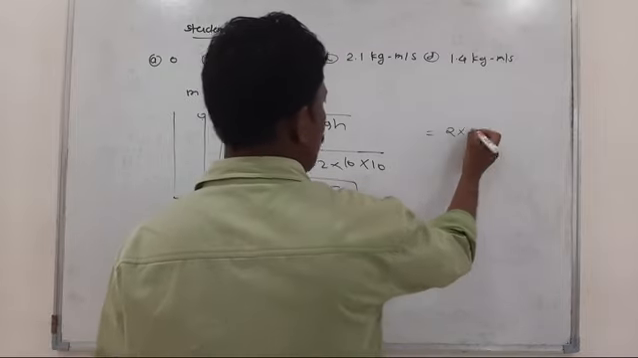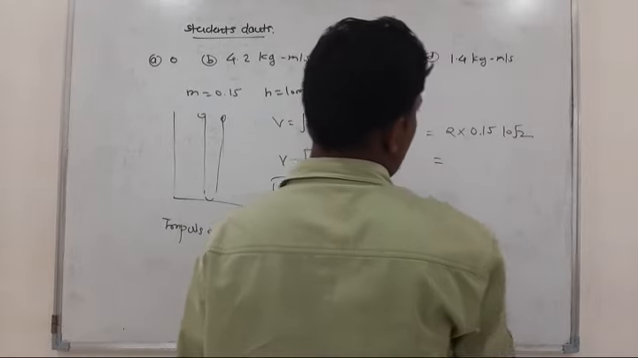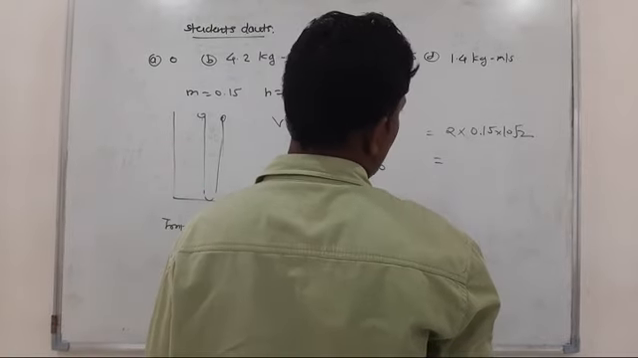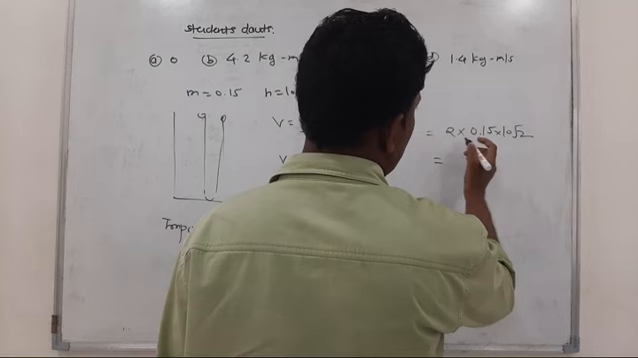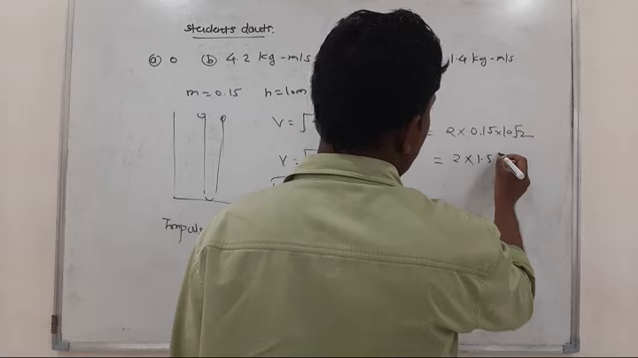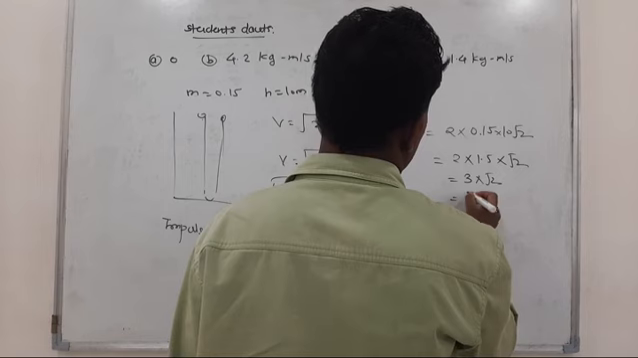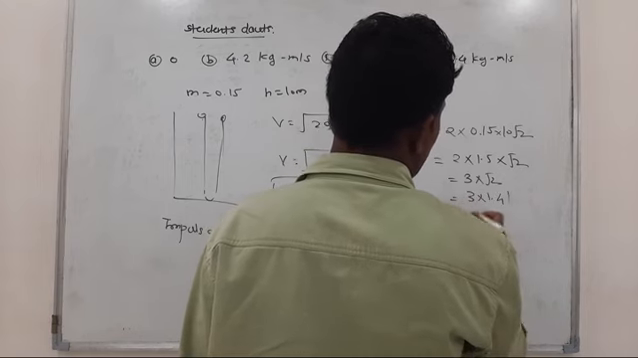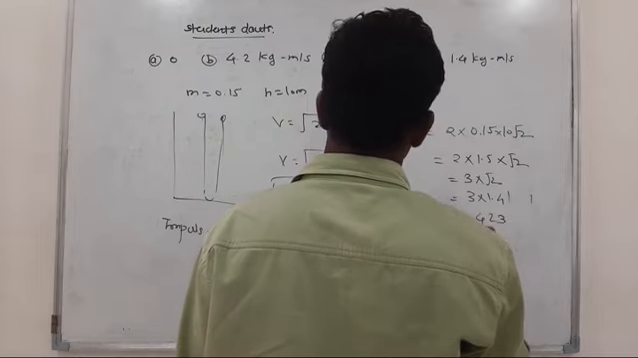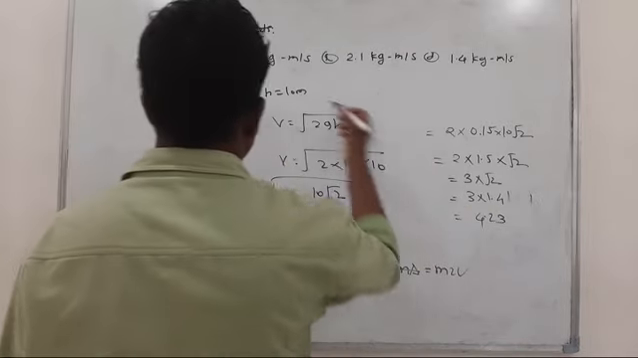Value of m is equal to 0.15, value of velocity is equal to 10 root of 2, that is equal to what student, this must be equal to 2 into 1.5 into root 2, that is equal to 3 into root 2, that is 3 into 1.41, that is 4.23, that is 4.2. This option is correct, match to the option number B.